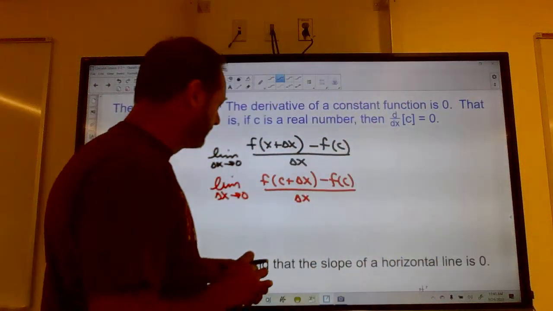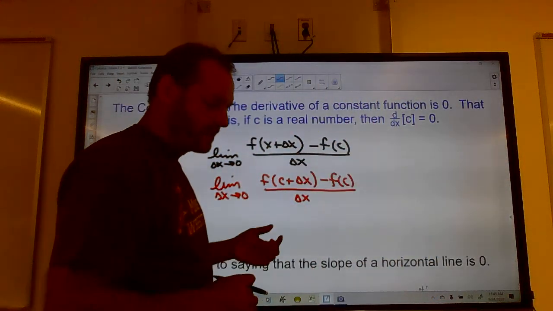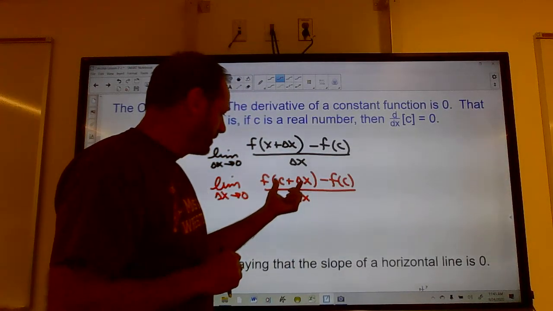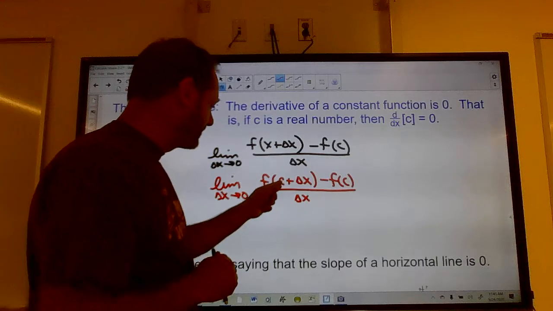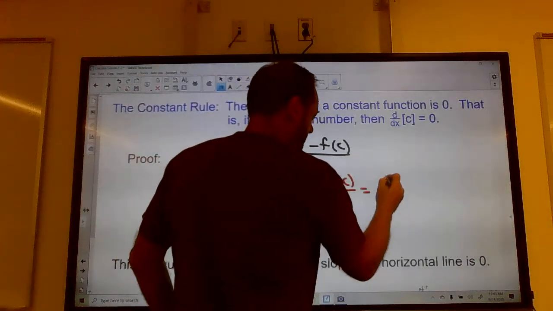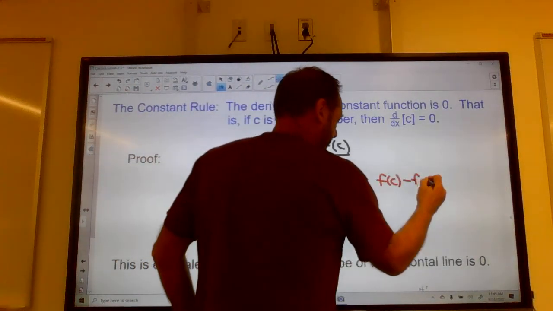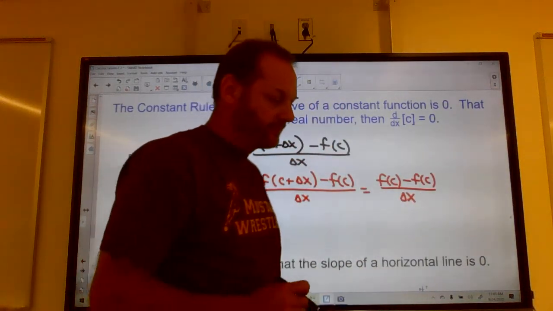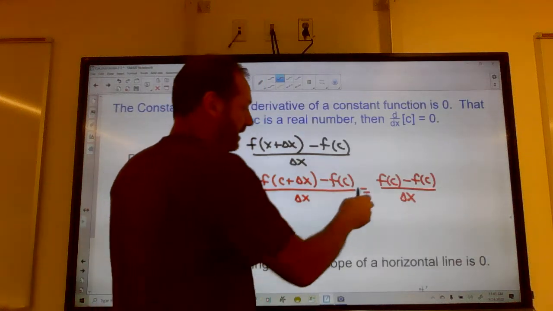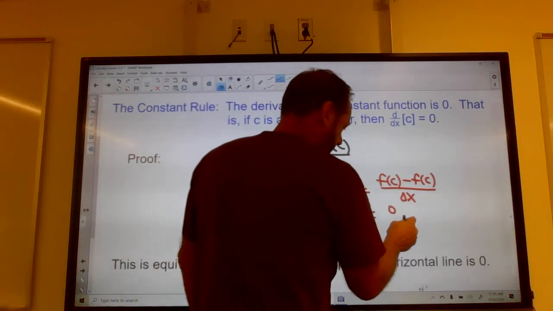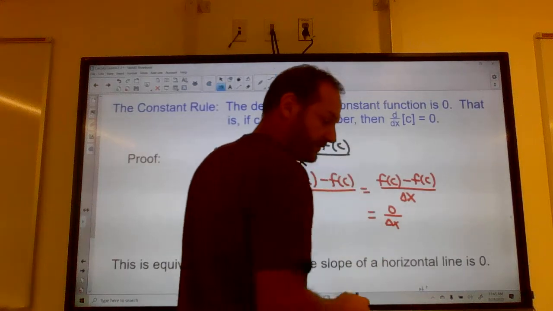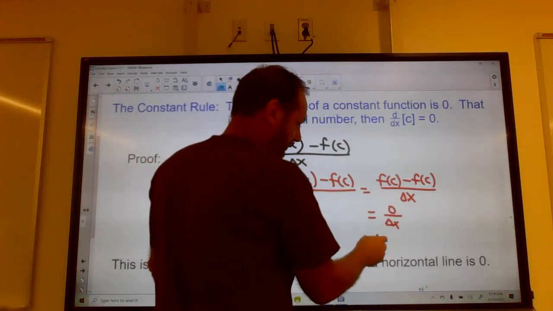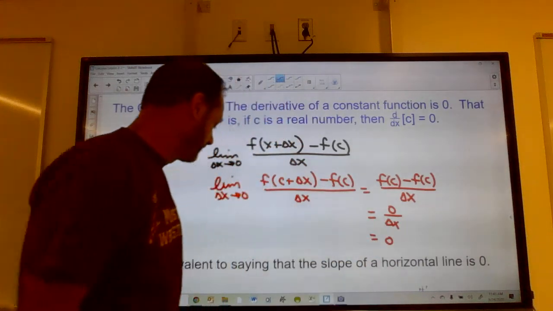Now, as delta x goes to 0, this just becomes f of c minus f of c over delta x. And then f of c minus f of c is, of course, 0 over delta x, which is always a number, and I'm taking 0 divided by a number, that's 0.